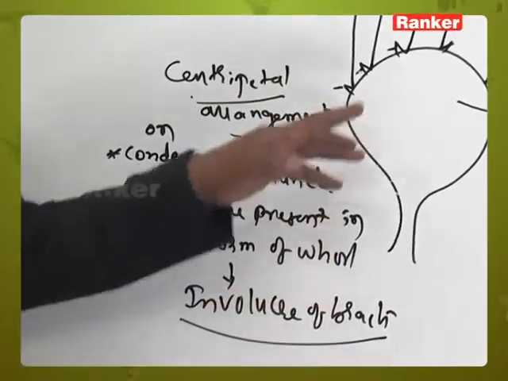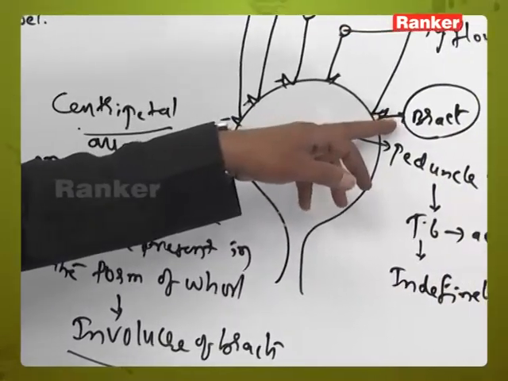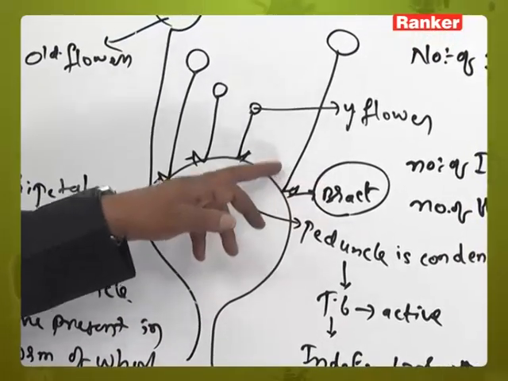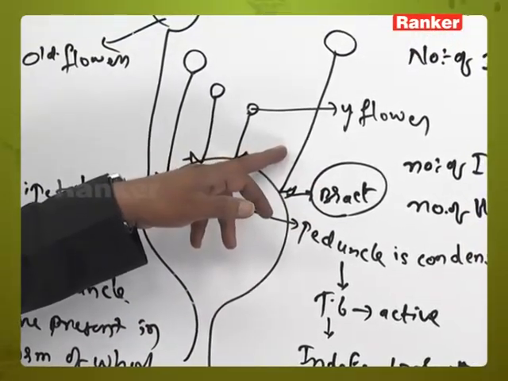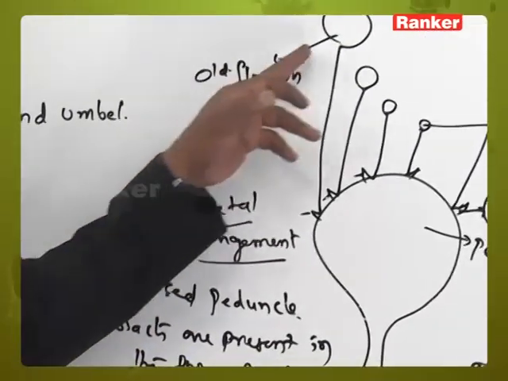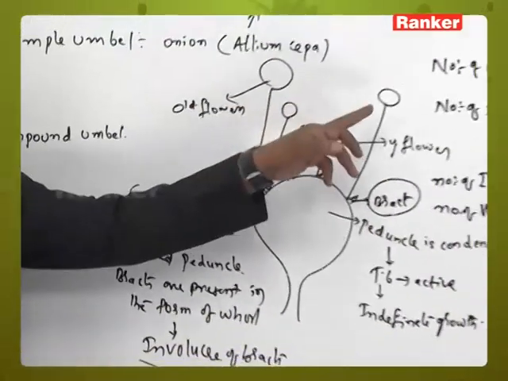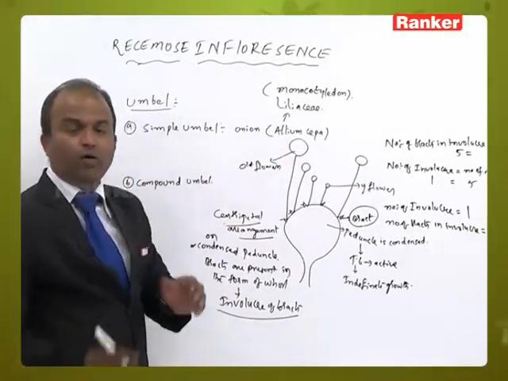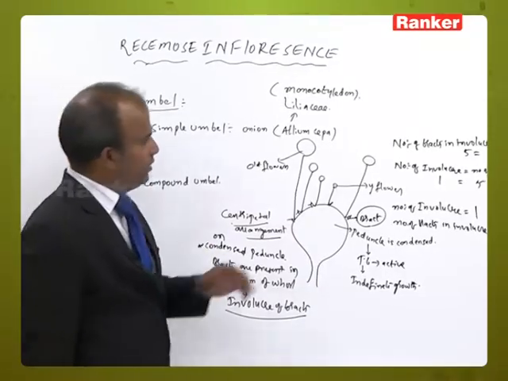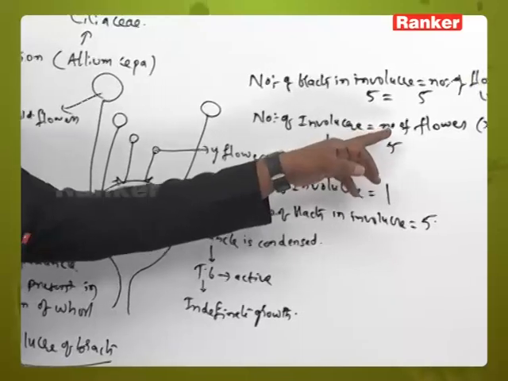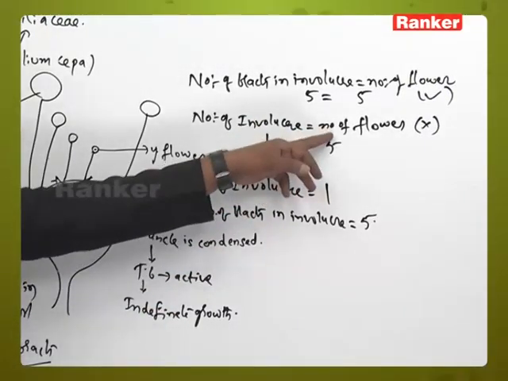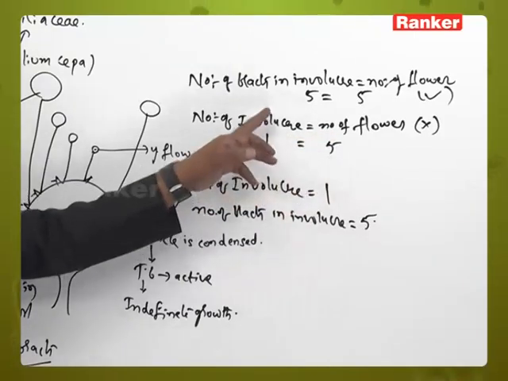Yes. And what happens from these bracts, numerous flowers are developing. So from these bracts, pedicellate bisexual flowers are arranged in which manner? Centripetal manner. Why? Because older flowers are present towards periphery and younger flowers are present towards center. Opening of flowers is also centripetal. Whereas number of involucre is equal to number of flowers, wrong option. Why? Because number of involucre is 1, number of flowers is equal to 5.